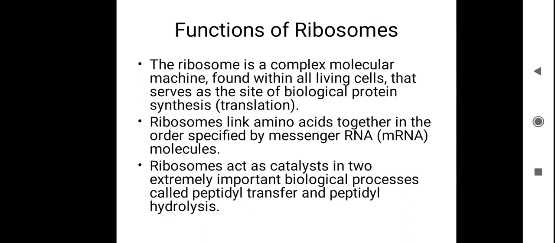These ribosomes link the amino acids together in the order specified by the messenger RNA. That means on the basis of the sequence of codons on the mRNA molecule, amino acids are added to the growing polypeptide chain. Ribosomes act as catalysts in two extremely important biological processes, peptidyl transfer and peptidyl hydrolysis. The formation of peptide bonds between two amino acids is catalyzed by the 50S ribosomal subunit. So here is some information about the ribosome, its structure and function.